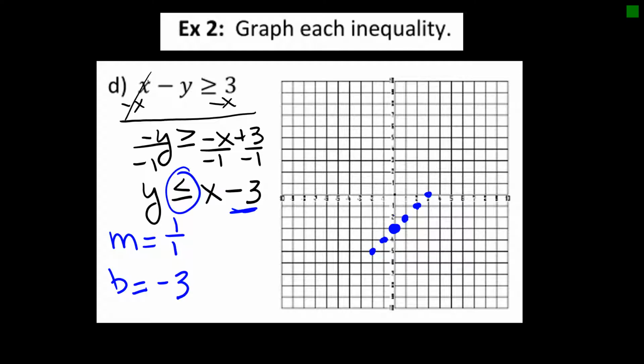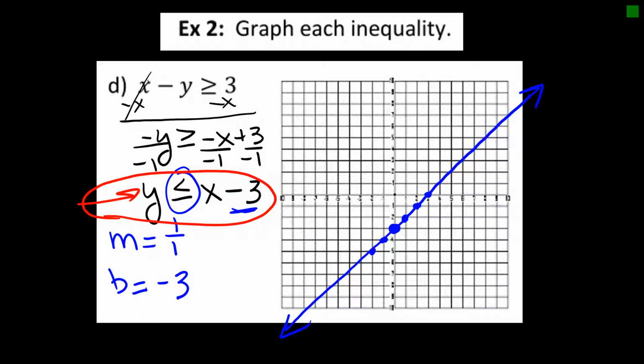Well, since this has a line under it, it's a solid line. So I make my solid line this time. Now for the shading, I look at my inequality and I don't go back up to the original problem because remember I had to change it. So I have to start with the one that I changed. That's the one I'm graphing.